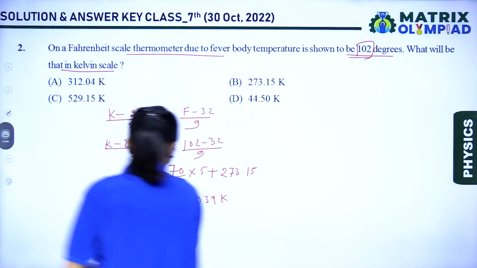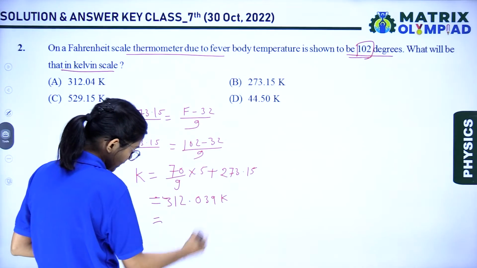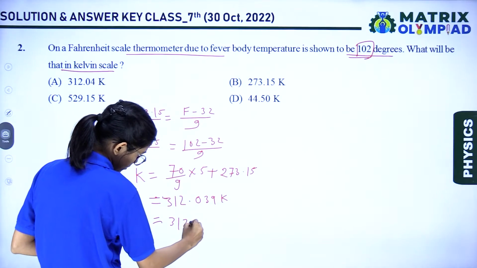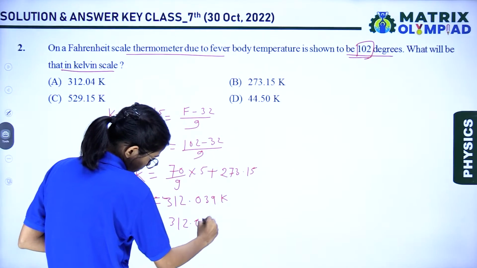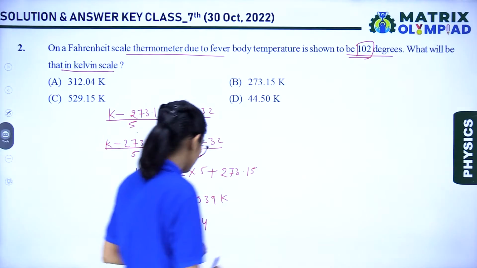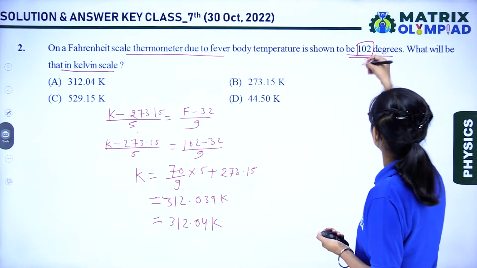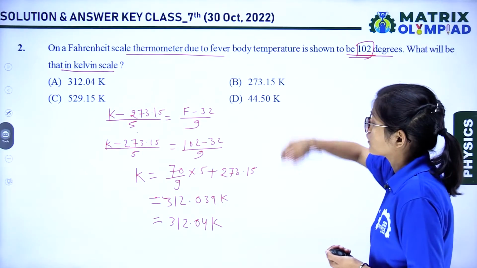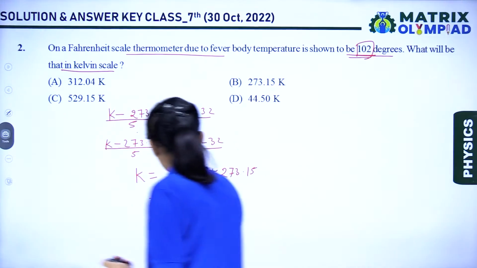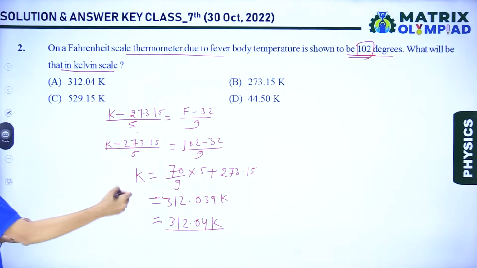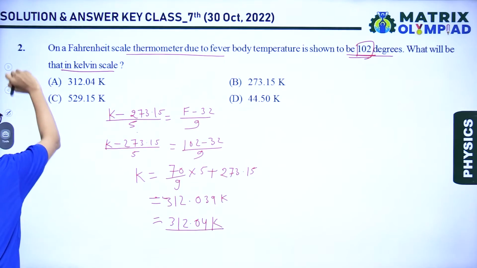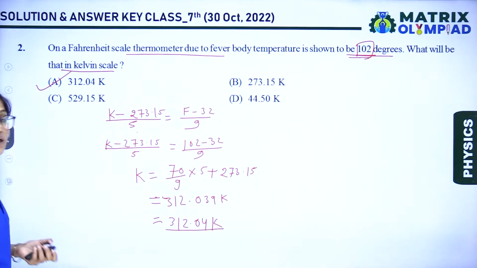approximately 312.04 Kelvin. So the person that has the fever of 102 degrees Fahrenheit has a temperature of 312.04 Kelvin. So for the second question, our answer will be option A.